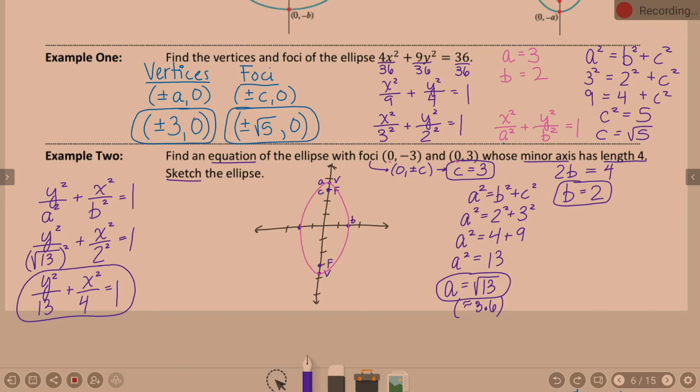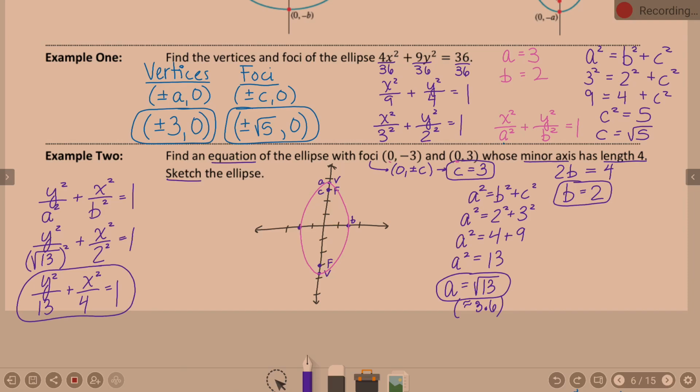Okay. Does it make sense that the bigger number is under y? Yes. The bigger number is always your a value, but it's under y because y is my major axis here. Okay? So in a vertical ellipse, my y is always going to have the larger denominator. Did you follow at least? I'll be honest, doing it on your own is a whole other level, right? It's going to be work.